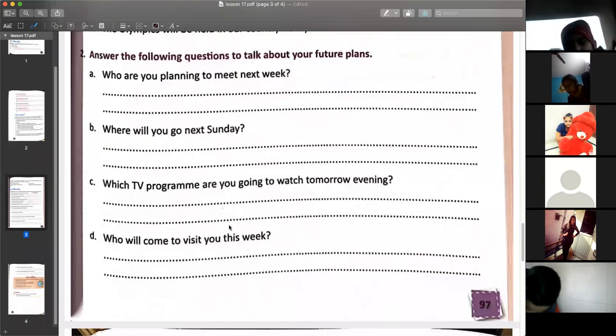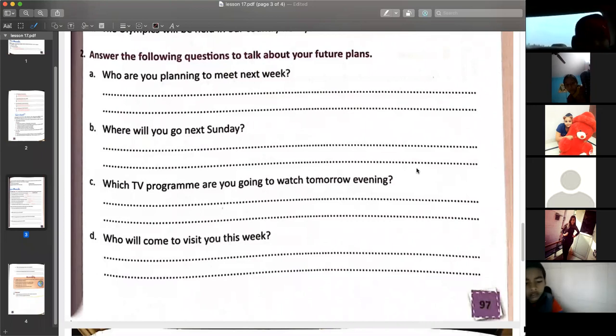But what are you going to do? Like, Veer, tell me, who are you planning to meet next week? Veer, unmute and answer. I am planning to meet my friend. Very good. I'm planning to meet my friend next week. Okay. Nandini, where will you go next Sunday? I am going to the water pool next Sunday. Very good. I will go to the water pool next Sunday.